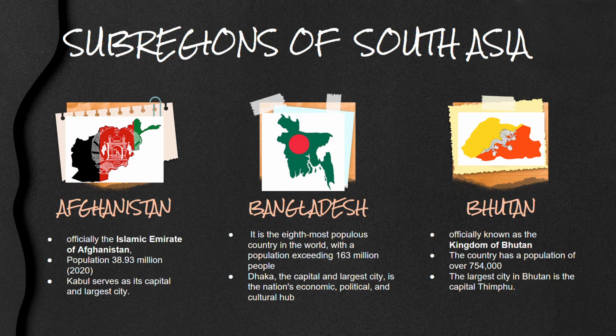Next one is Bhutan. Bhutan, officially known as the Kingdom of Bhutan, is a landlocked country in the eastern Himalayas. Nepal and Bangladesh are located in close proximity of Bhutan but do not share a land border. The country has a population of over 754,000. The largest city in Bhutan is the capital Thimphu.